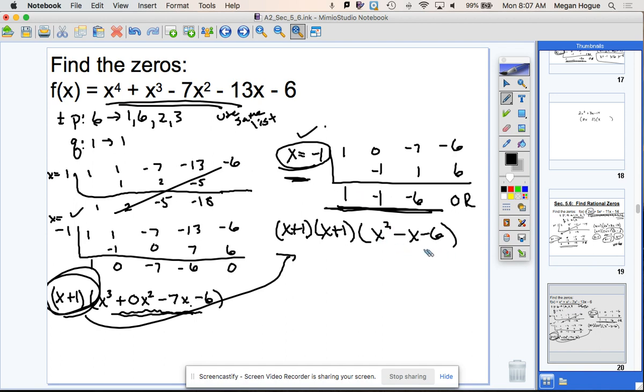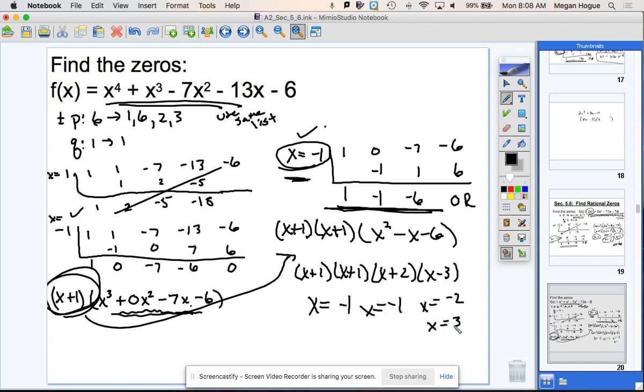We're down to this point. Do you think I can factor this? Yeah, I think I can factor that. All right, so I'm going to keep x plus 1. Could I write it as x plus 1 squared if I wanted? Yeah, if you wanted to save room. I'll write it twice. x plus 1, x plus 1, then x minus 3 and x plus 2. So you can write it twice, or you can just write it once. You got -2, and you got +3.